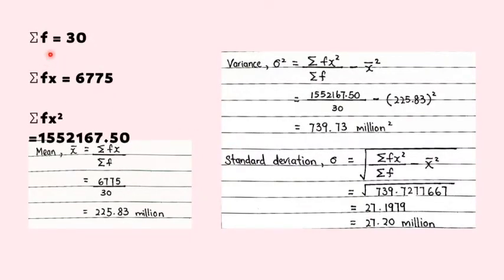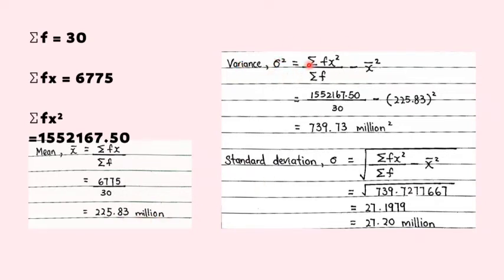From the graph, we get this data. Then we can find out the mean. The formula of mean is sum of Fx divided by sum of F. So we use 6775 divided by 30. Then we will get 225.83 million. Don't forget the unit. Okay.